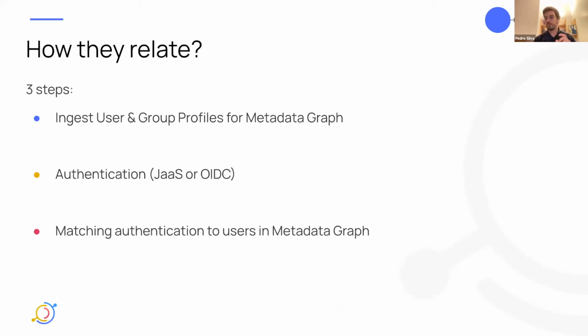A second step that we'll define in yellow is authentication. So how can you actually log in to DataHub? How can you access the UI using credentials so that not everyone can access your particular DataHub instance, and to also identify who you are as a person within DataHub. And finally, the magic sauce here is how you can actually relate and match the user that has just been authenticated to existing users in the metadata graph.